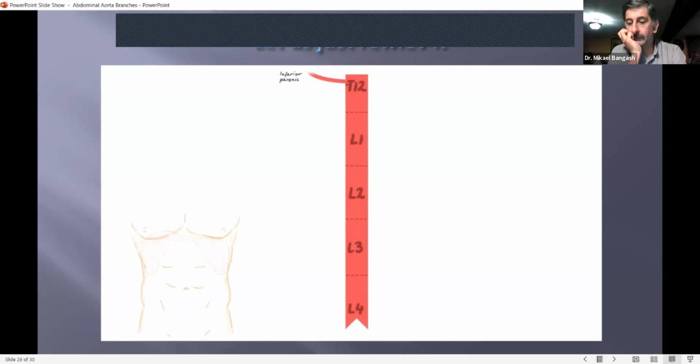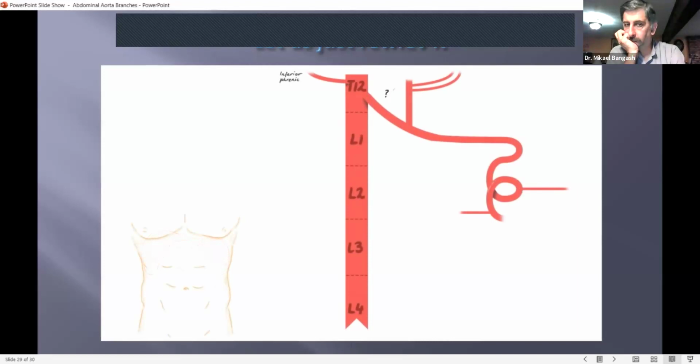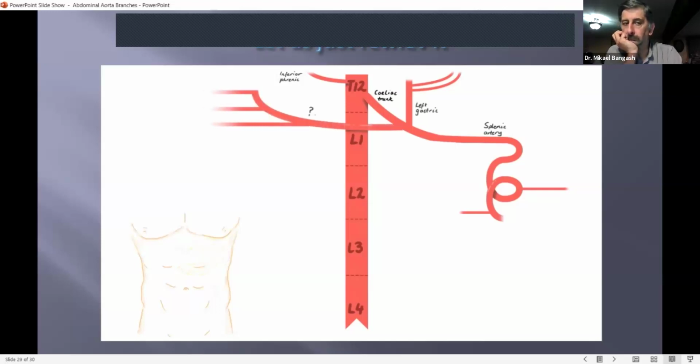Next, at T12, the artery that supplies all the organs at the top of the abdomen. It comes from the ancient Greek word for belly. It is the celiac trunk. What three main arteries does it send off? One that follows a coiled path over the pancreas, the splenic artery. One which goes straight to the stomach, the left gastric artery. And one which runs to the liver, the common hepatic artery.